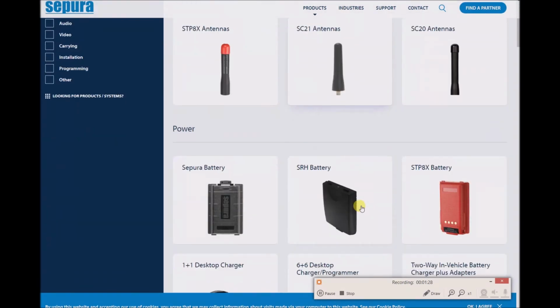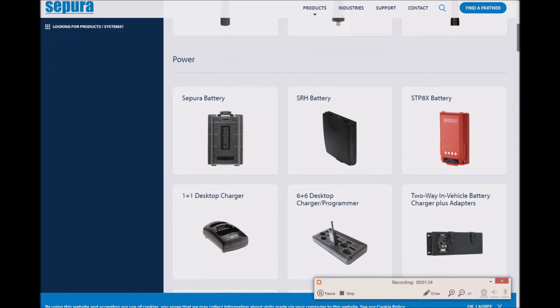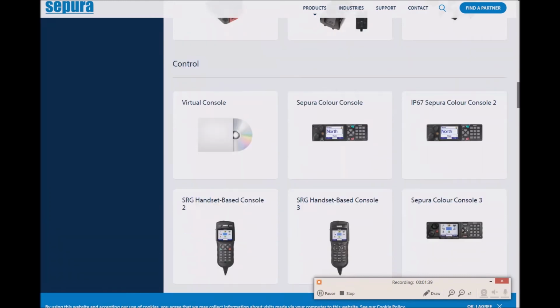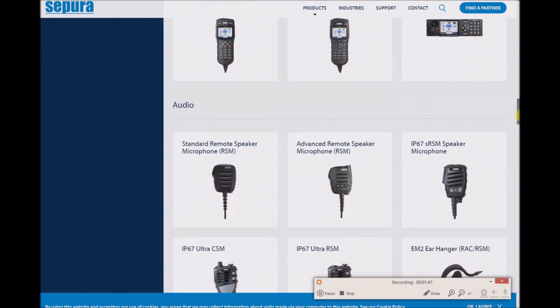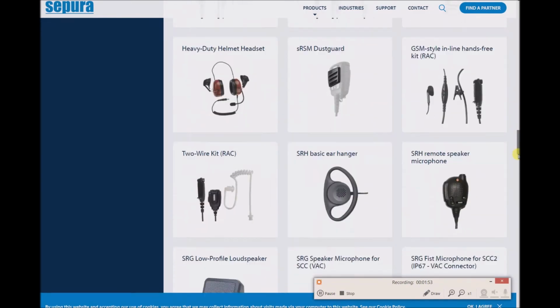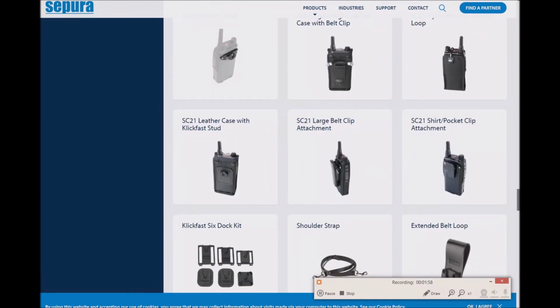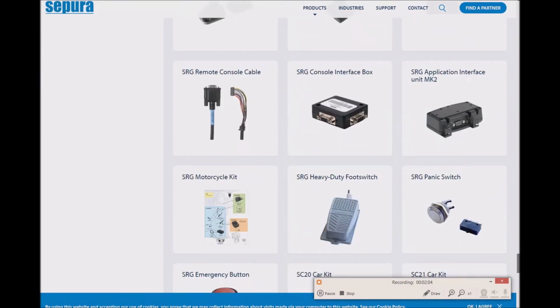Lots of antennas. I guess there's all categories. All accessories. Got chargers and power supplies. Controls, so you've got like an interface for like a radio, virtual consoles, so this is like software based interface, some handheld radios, mics, headphones, speakers, handheld radios, clips, accessories, motorcycle kits.